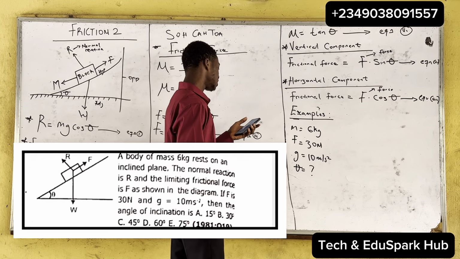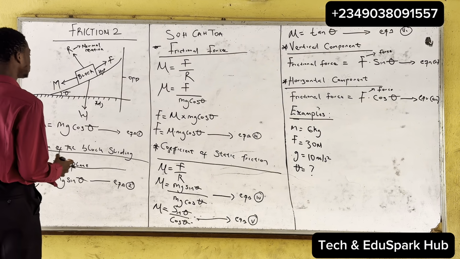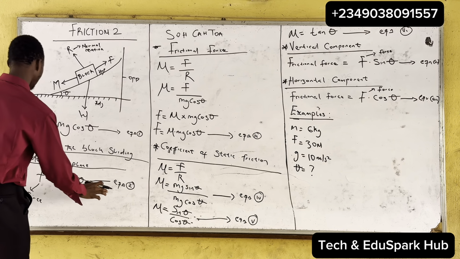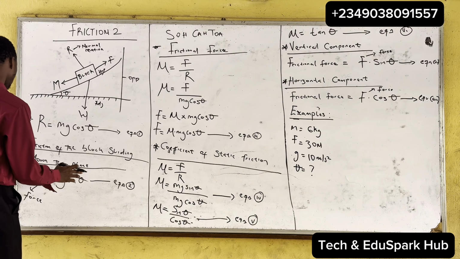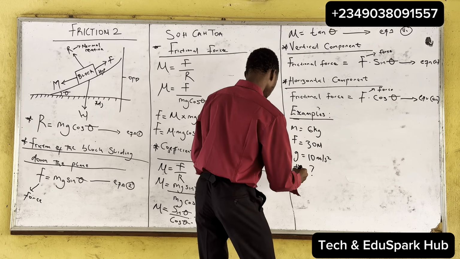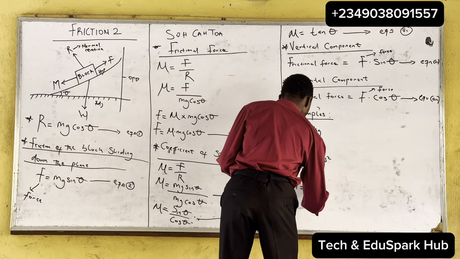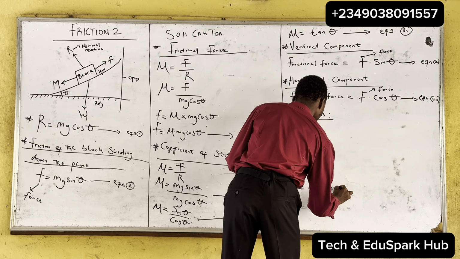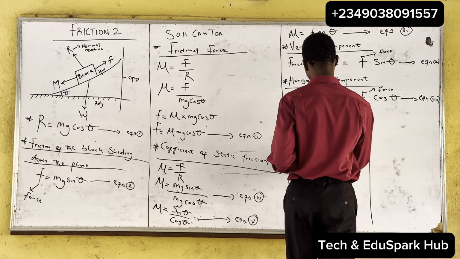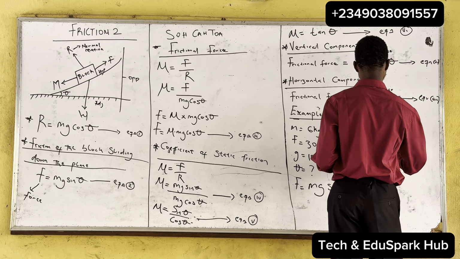So how do we get the angle theta? Looking at all the formulas that we have on the board, what formula do you think would be suitable for this kind of question? We can use the formula in our equation 2, which is the frictional force of the block sliding down the plane. Looking at equation 3, we have F equal to mg sine theta. So in this question, what is our F? Our F is given as 30 Newton, which is the frictional force.